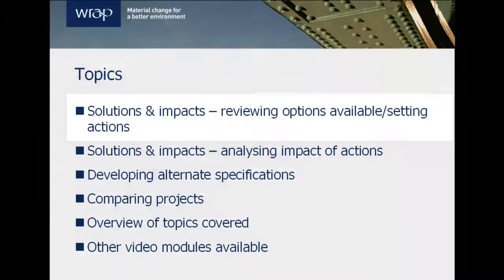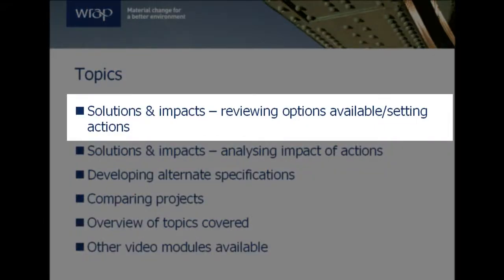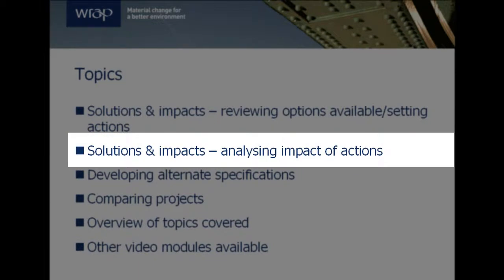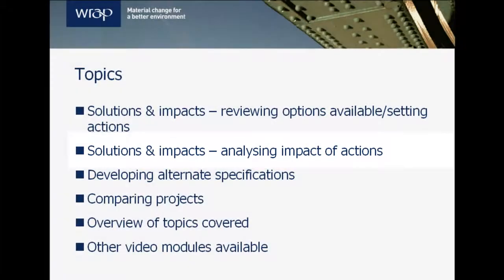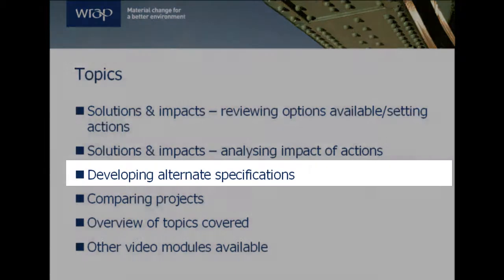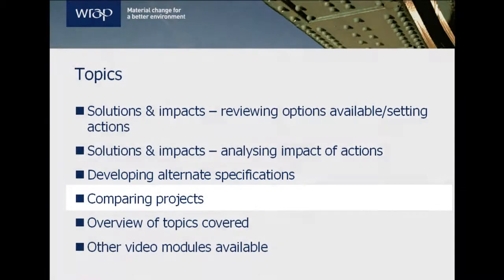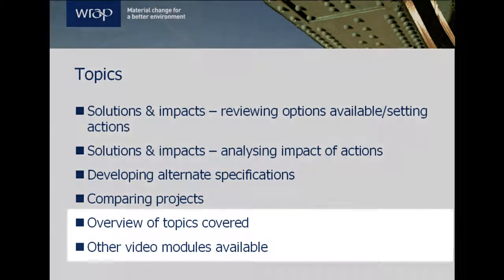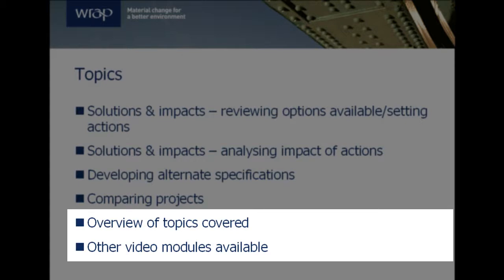This module explains the Solutions and Impacts function, outlining how to review the options available and setting actions, analyzing impacts of actions, for example the role of the project log and mass balance. It then explains how to develop alternative specifications and how to compare projects or project options. It also provides an overview of the topics covered in all three of the Designing Out Waste tool for Civil Engineering modules, and it describes the other video modules that are available from RAP.